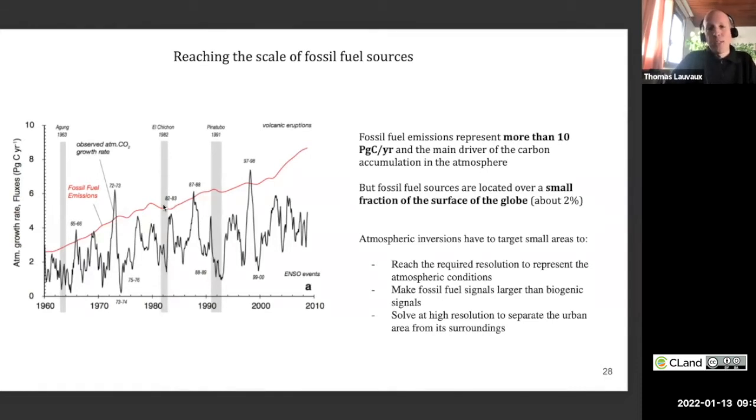So the idea is, and I showed you, the fossil fuel emissions are not well known. There are still uncertainties associated with these fossil fuel sources. So if we want to look at them, it's complicated because these emissions come from very specific areas, from a city, from a power plant. These are very, very small at the surface of the globe. So you can't run your typical global inversion at 1 degree resolution and hope that you're going to see a power plant. You need to go down to a kilometer resolution or even sub-kilometric resolution.